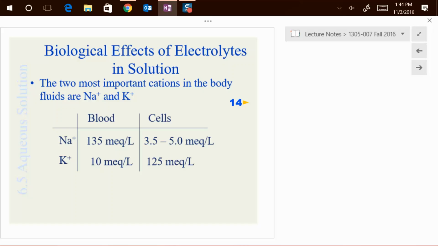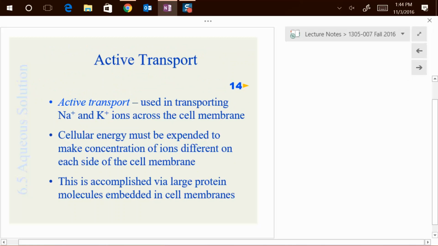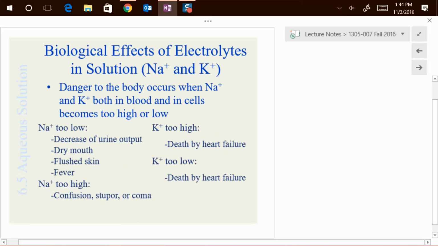And for those nerve impulses, you have to have sodium and potassium. You have to have calcium to move your muscles. So all these ions are so important in our bodies. You have to have them. Active transport, we don't necessarily need to focus on all this, but it's fun. Our bodies are amazing. That's the bottom line here.